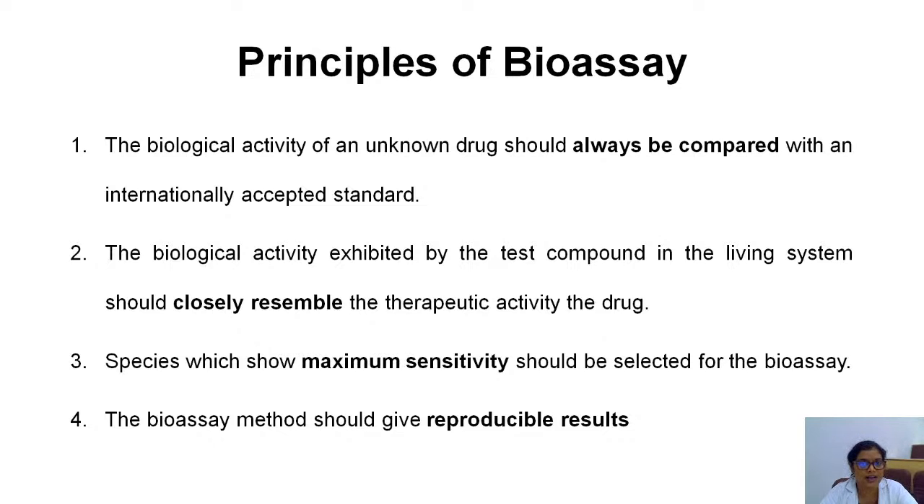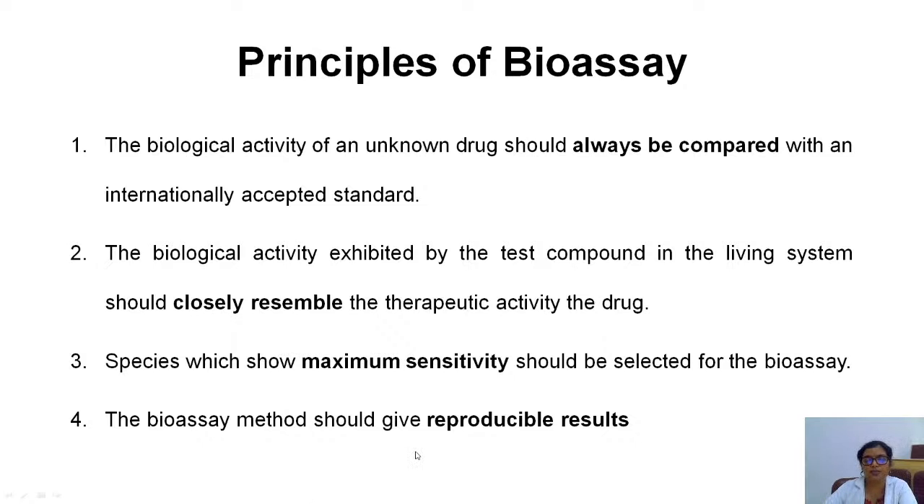Similarly, if you are testing for anti-serotonin activity, we know that serotonin receptors are present on the fundus of the stomach. So the tissue which has sensitivity to that substance, only that tissue should be selected, and that's why that species should be selected. Okay, next is that the bioassay method should give reproducible results.